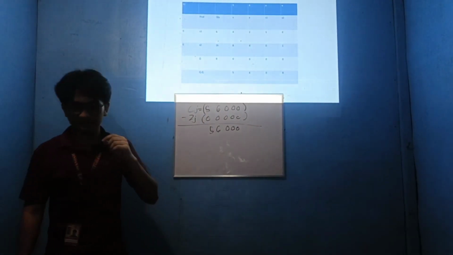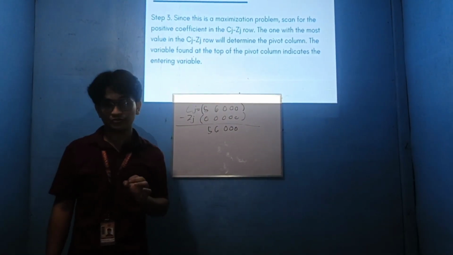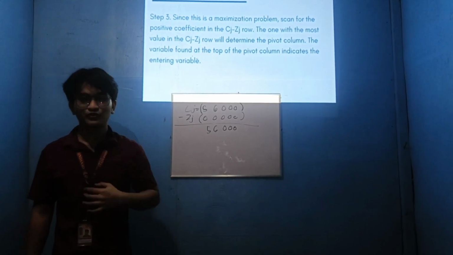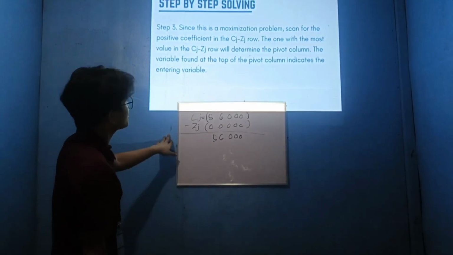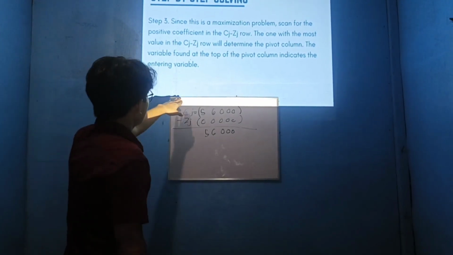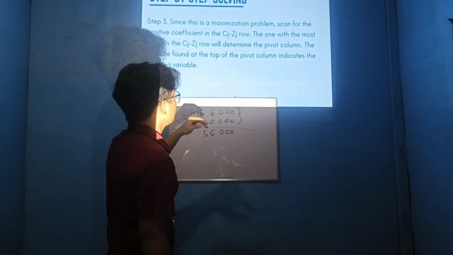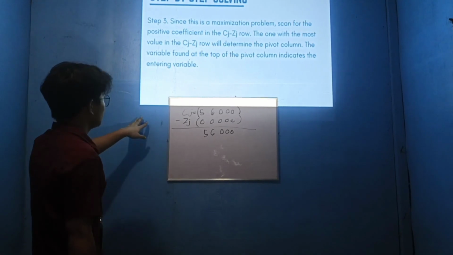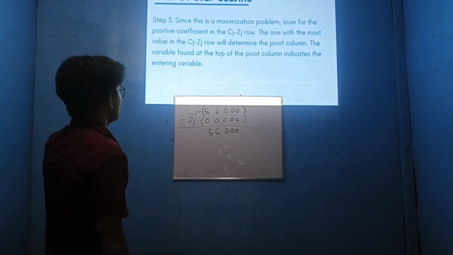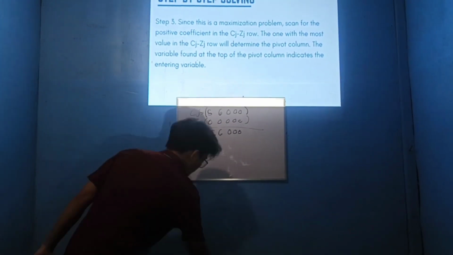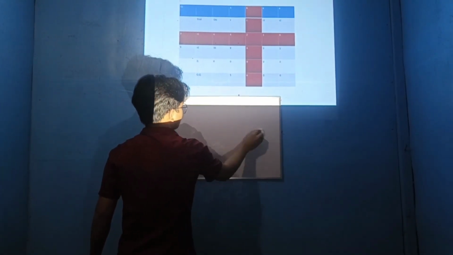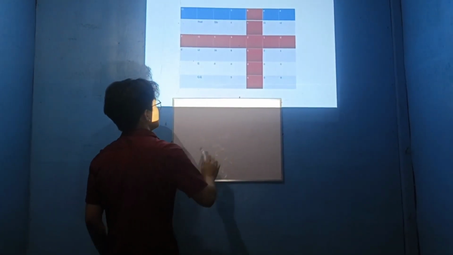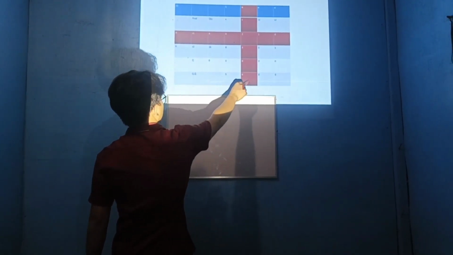For step 3, since this is a maximization problem, scan for the positive coefficients in the Cj minus Zj row. The one with the most positive value in the Cj minus Zj row will determine the pivot column. The variable found at the top of the pivot column indicates the entering variable. Here we determine that our most positive value is 6.